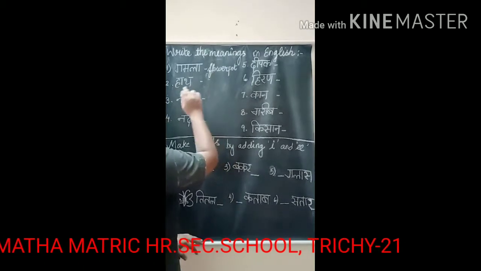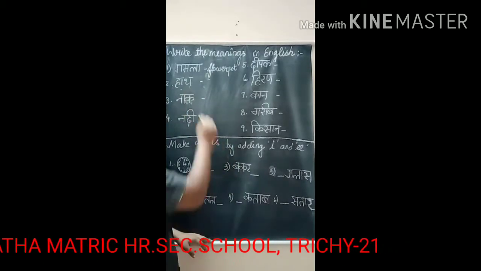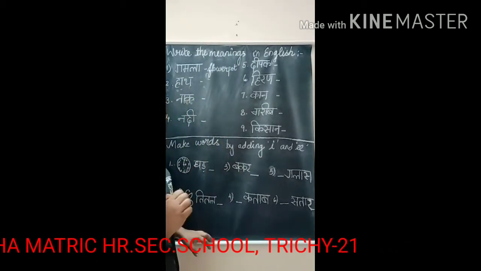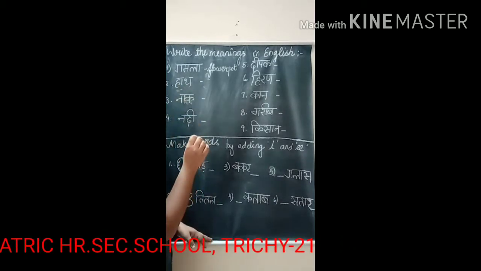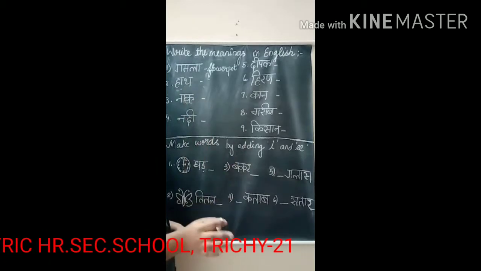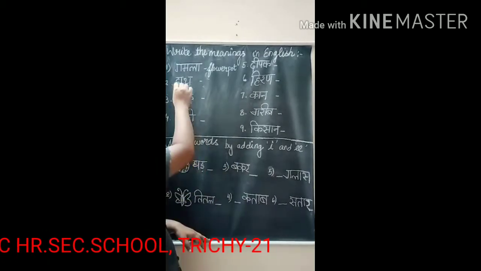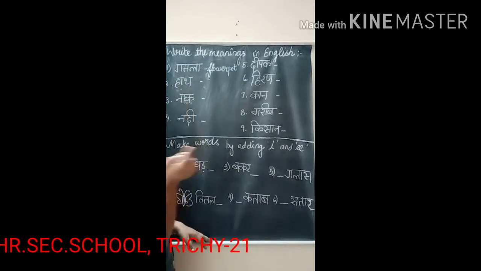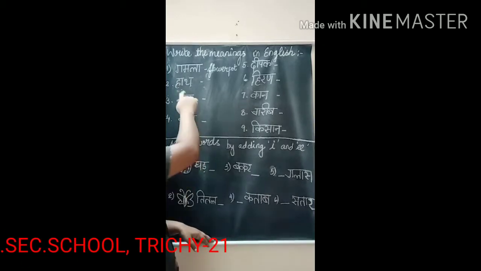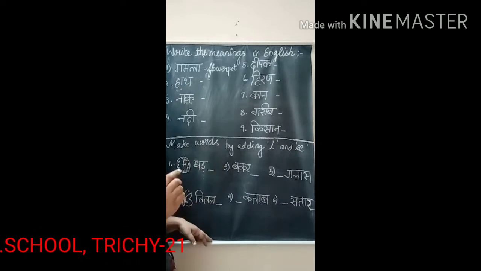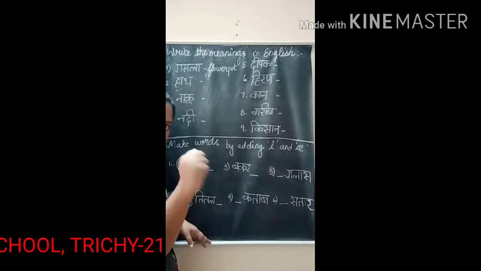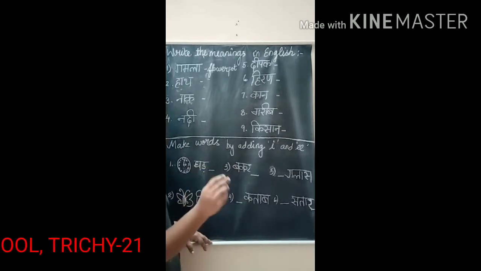Yes. Next. The next word is hearth. See here, this is a 2-letter word. Both are consonants, and in between one line is there, and that symbol belongs to ha. So we pronounce this word as hearth, and hearth means hand. So I will write the word hand.